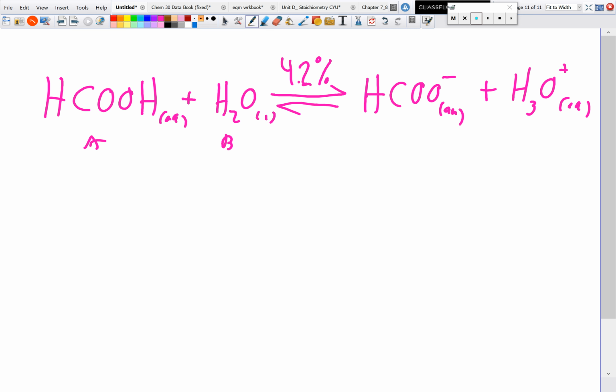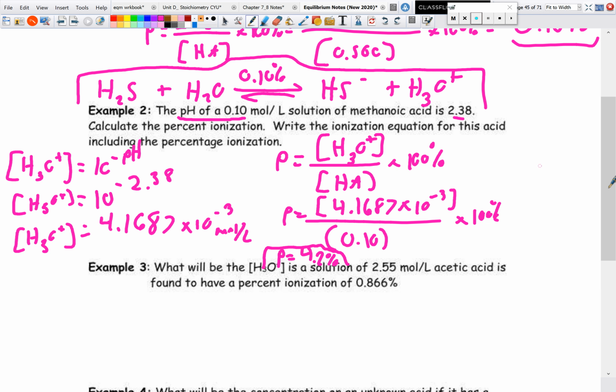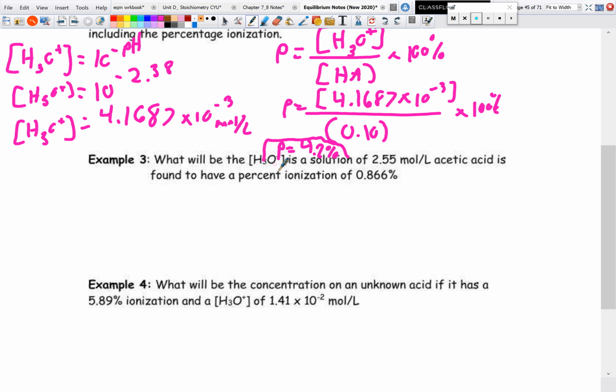Now for the next two examples, it's taking the equation and rearranging it and solving for something else. So when we look at what would be the concentration of hydronium if a solution is 2.55 moles per liter of acetic acid and the percent ionization is 0.866%. And of course, example 4, what was the concentration of the unknown acid if it has a 5.89% ionization and a concentration of hydronium of 1.41 times 10 to the power negative 2 moles per liter.